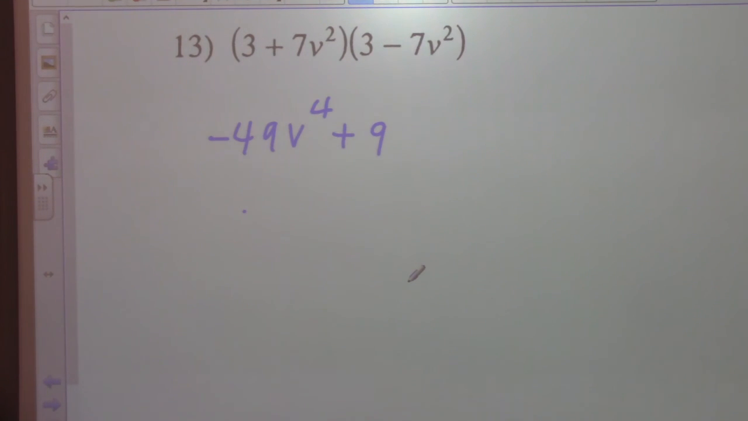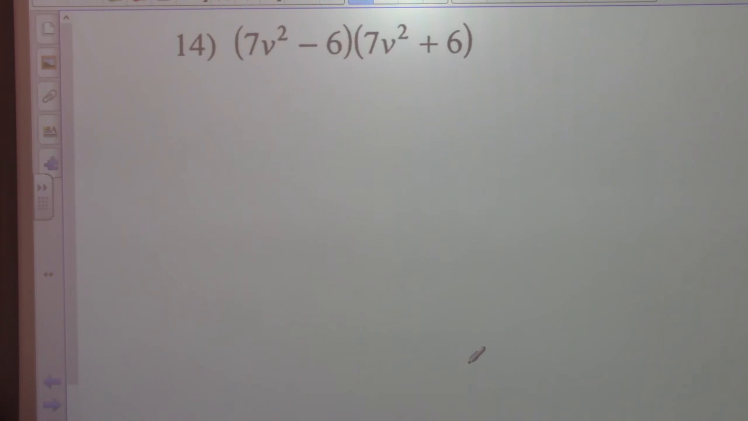All right. Next, we have Giovanni. All right, Giovanni. What did we get on problem 14?